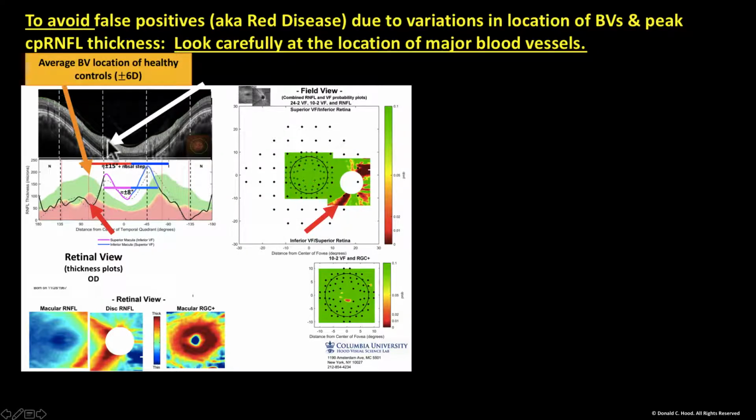And this is the actual location. You can tell the vein and artery by the shadows here. And you can see the peak is lining up with the shadow, and it's some distance from where the average of normals would be.